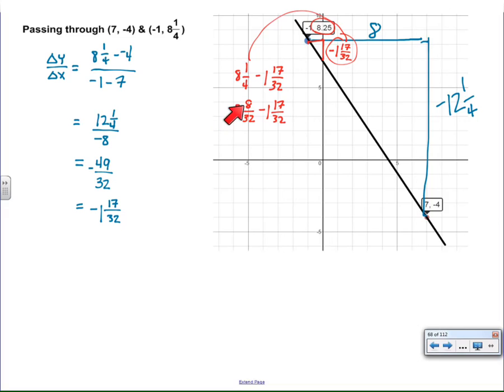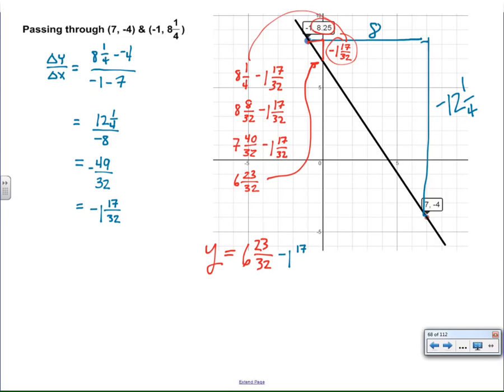So I'm going to borrow from one of these whole numbers and add 32 over 32, so I can have 7 and 40/32 minus 1 and 17/32. Now, 7 minus 1 is 6, and 40 minus 17 is 23, and that's the y-intercept. See, the y-intercept is very close to 7, and when you look at the graph, the y-intercept is very close to 7. Looking good. Now that's the y-intercept, and that is the slope, so I can put it in slope-intercept form. Start at 6 and 23/32 and then go down 1 and 17/32 for every x.